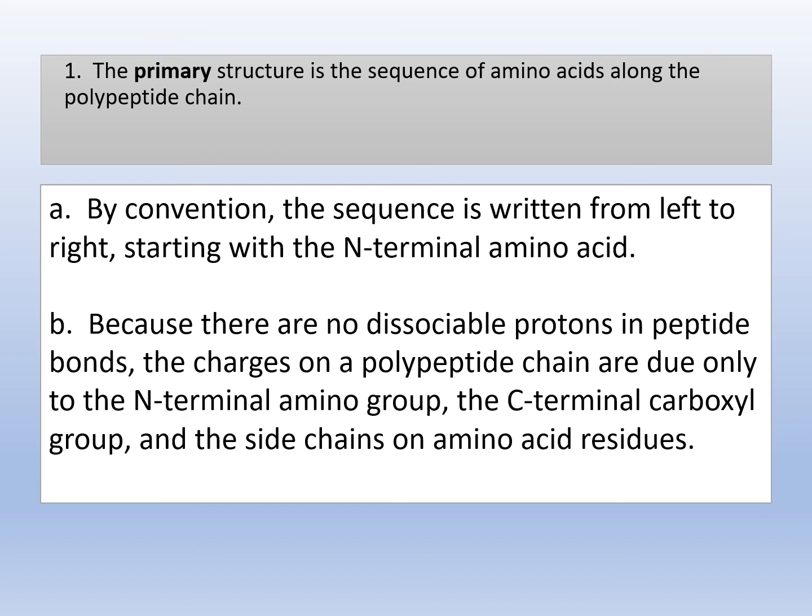Let's start with the primary structure of the proteins. Again, recall it is the sequence of amino acids along the polypeptide chain. By convention, the sequence is written from left to right, starting with the N-terminal amino acid. Because there are no dissociable protons in peptide bonds, the charges on a polypeptide chain are due only to the N-terminal amino group, the C-terminal carboxyl group, and the side chains on amino acid residues.